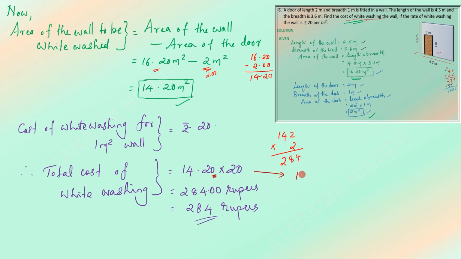Since the last digit after the decimal is 0, this can be written as 14.2 into 20, like this also. So multiplication is the same as this, and you will get the answer or product as 284. Here we have to put this 0 only here, and for decimal, here the decimal is after 1 digit from the right. So here decimal comes here. That is equal to 284 rupees. So the cost of whitewashing the wall is 284 rupees. Hope it is clear to you.